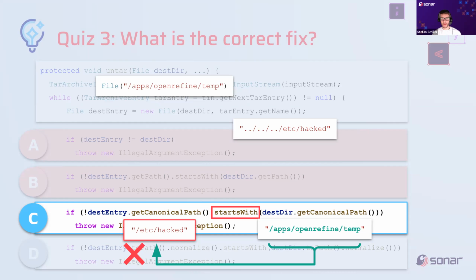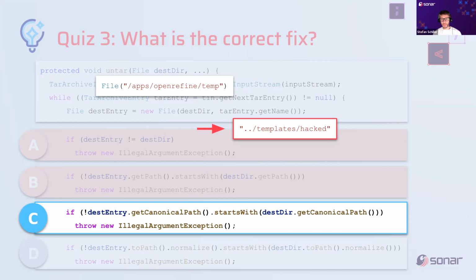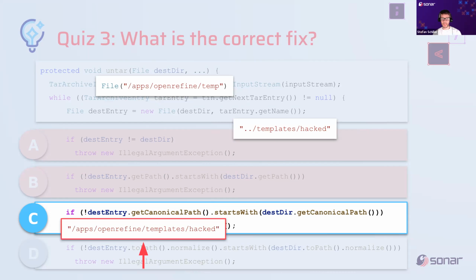But is this really the correct answer? Security is a lot about corner cases, and this specific case is no different. Please don't use this patch, it's actually not complete. Let's assume an attacker uses this file name for an archive entry. The getCanonicalPath method resolves the .. sequence again, and the resulting absolute path looks like this.